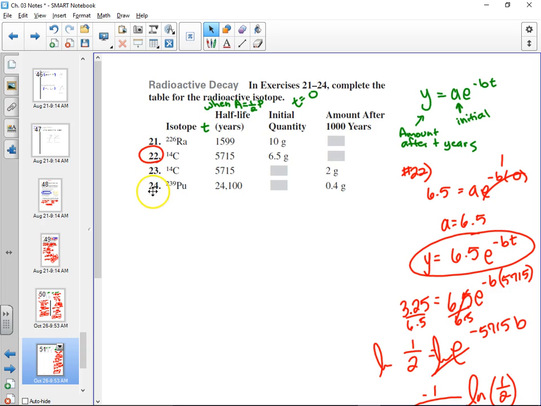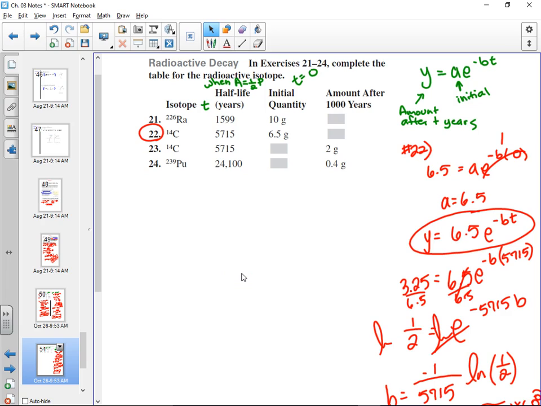When they gave you number 24, who is that? PU? Is that polonium? When they give you, they didn't give you initial quantity. That would have been nice. What did they give you? Yeah. So wait, T is 1,000 for this, right? T is 1,000, and what would the 0.4 be plugged in for? I have a T is 1,000. 0.4 would be for the Y. Huh. Well, I'm missing the A and I'm missing the B, right? Yeah. Okay, so what's going on with the half-lifey one?